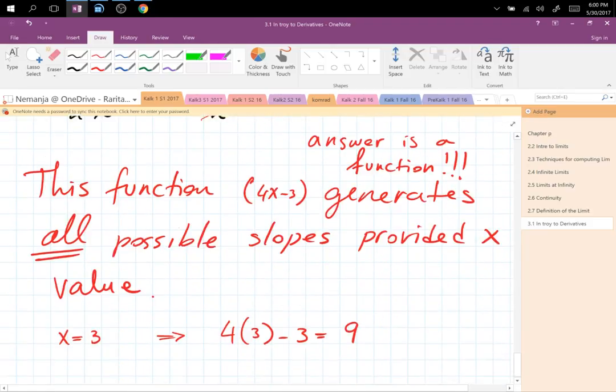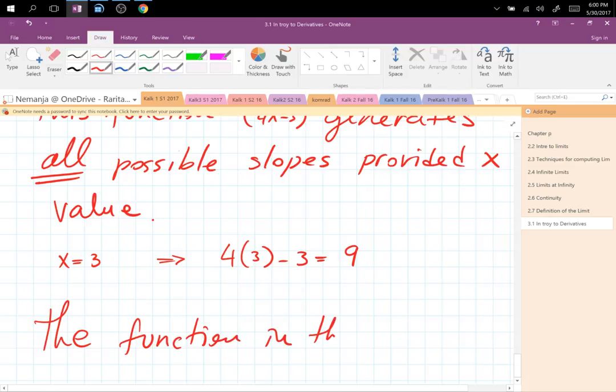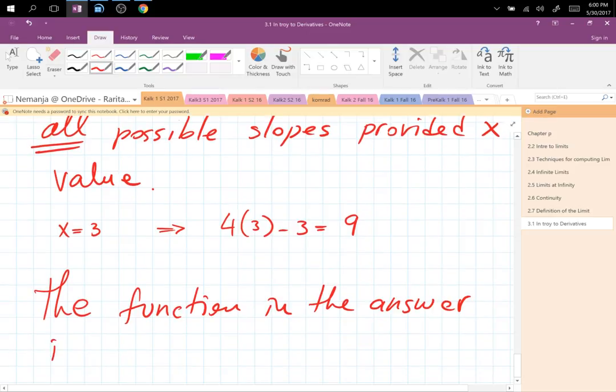All right, so now the function in the answer is called the derivative.